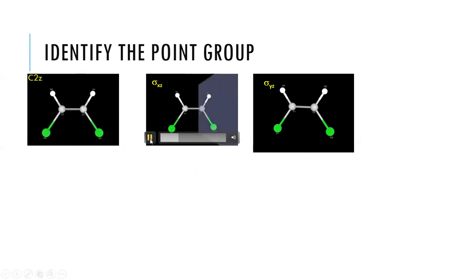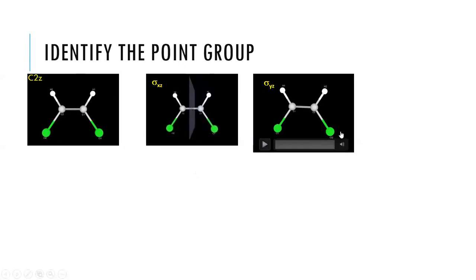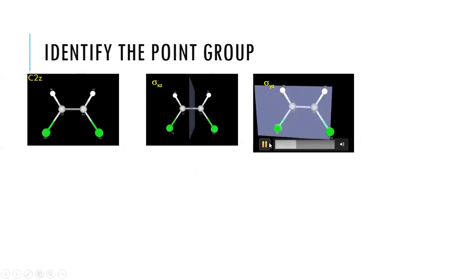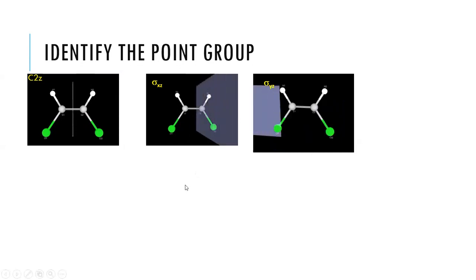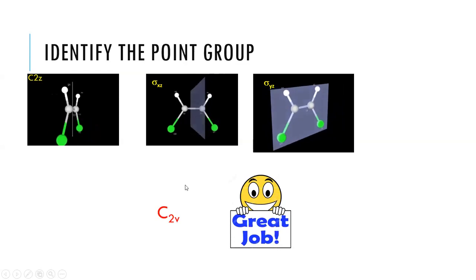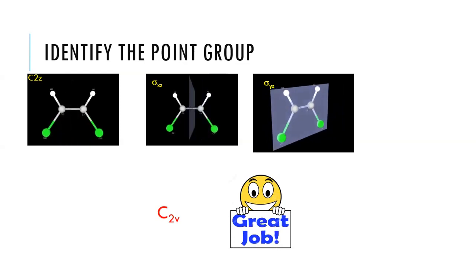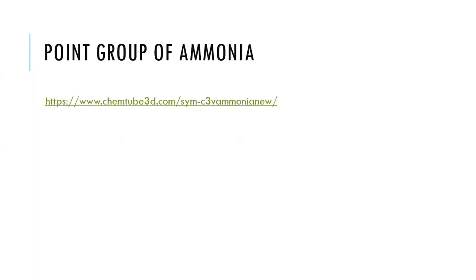And again, you have a vertical plane that goes along the C2 axis, and another plane. This seems to be horizontal, but since it is also going in parallel with the C2 axis, all these three constitute once again the C2V point group. So once again, if you were correct in guessing, you may again pat yourself on the back.